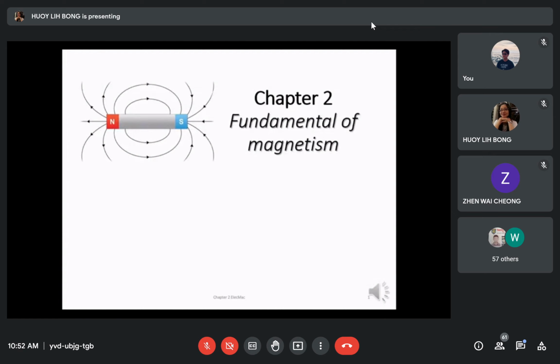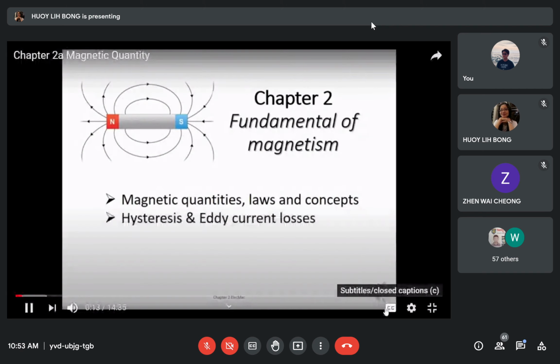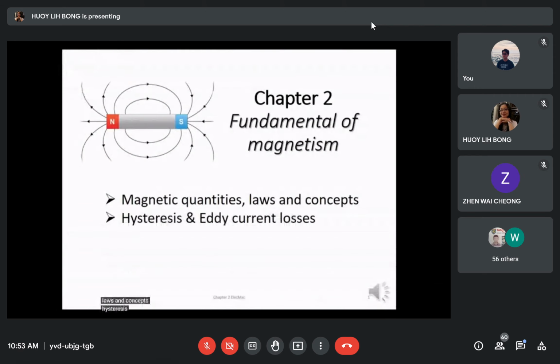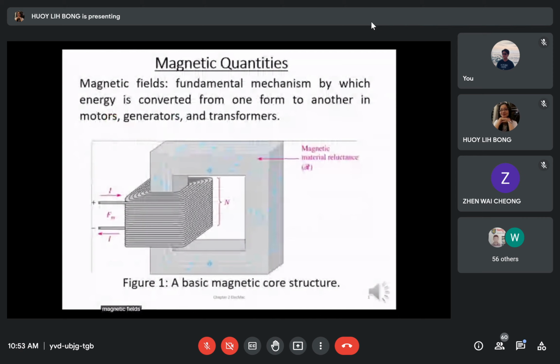Fundamentals of magnetism. In this chapter, we're going to cover the topics: magnetic quantities, laws, and concepts, hysteresis and eddy current losses, Faraday's law, and Lorentz force. Magnetic fields are fundamental mechanisms by which energy is converted from one form to another in motors, generators, and transformers.